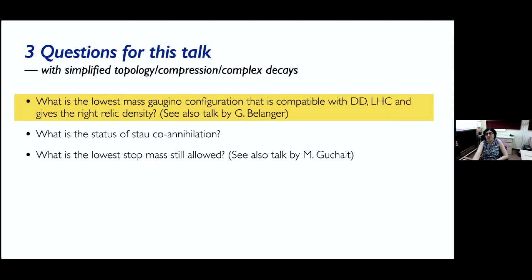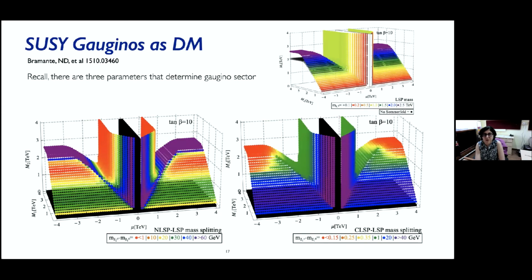So let's go to the questions that this talk wanted to answer. The first question was, what is the lowest gaugino mass configuration that is compatible with both direct detection and the LHC and gives the right relic density? To understand the parameter space that we're talking about, I just wanted to show this slightly old work, just to describe the space that we're talking about.